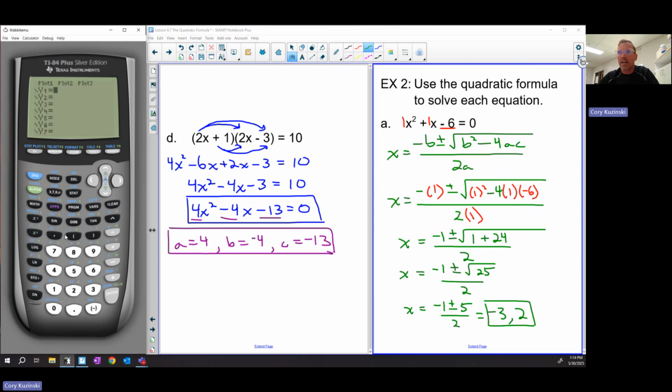Let's go find out. X squared plus x minus 6. Graph it. Where does this equation equal 0? At negative 3. Yep, that equals 0. And positive 2. That also equals 0. Now, granted, for this equation, not sure I would have even bothered doing it that way, because I can graph it and clearly see the roots. Or I could have factored it and used the zero product property, because there are factors of negative 6 that add up to 1. Those are 3 and negative 2.